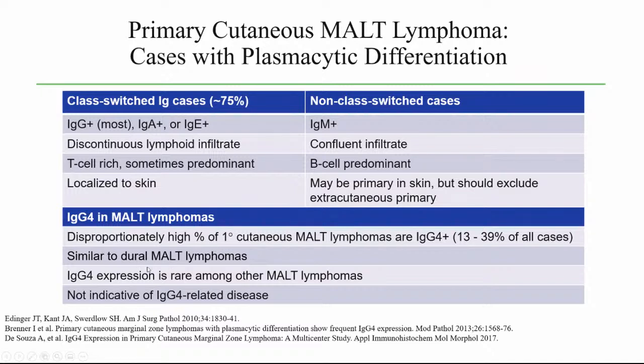This same phenomenon has been described in MALT lymphomas arising in the dura mater. But IgG4 expression is rare among lymphomas arising in other sites. And importantly, just because you find clonal IgG4 positive plasma cells, it does not mean that the patient has IgG4-related disease.